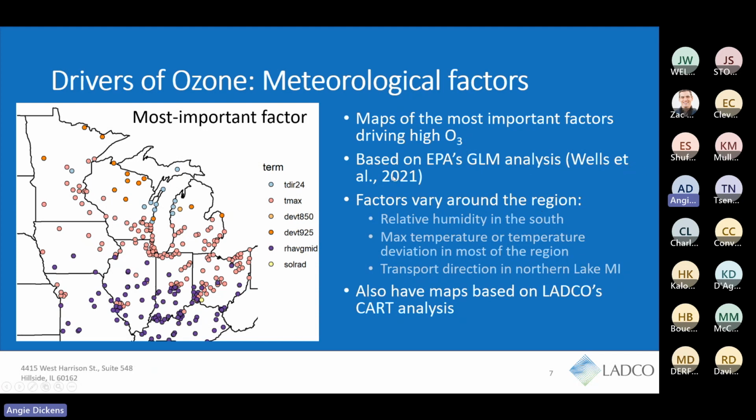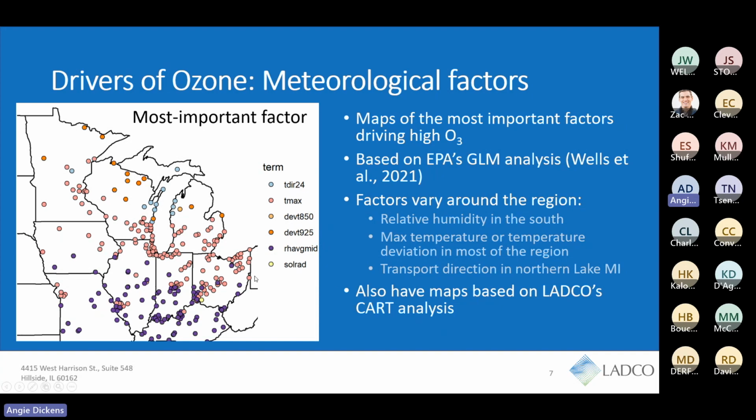So this figure, I made it based on data provided by EPA, as an updated version of the previous analysis using a generalized linear model. This map shows the number one most important factor driving high ozone around our region. These factors are 24-hour transport direction, maximum temperature, a little confusing, T here is transport, T here is temperature, the deviation in temperature at 850 millibar pressure, deviation from the mean at 925 millibar, average midday relative humidity and solar radiation.